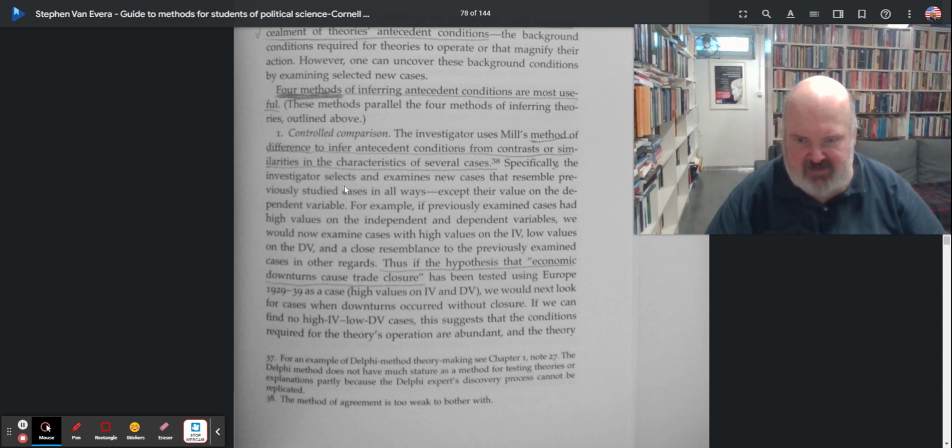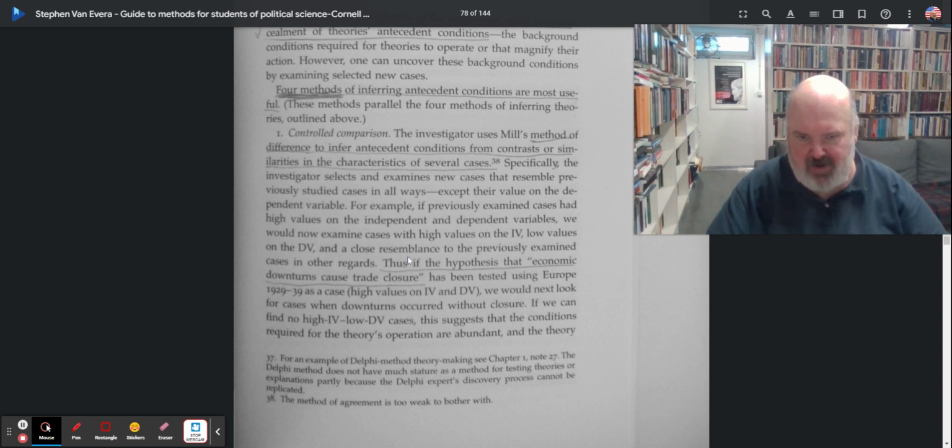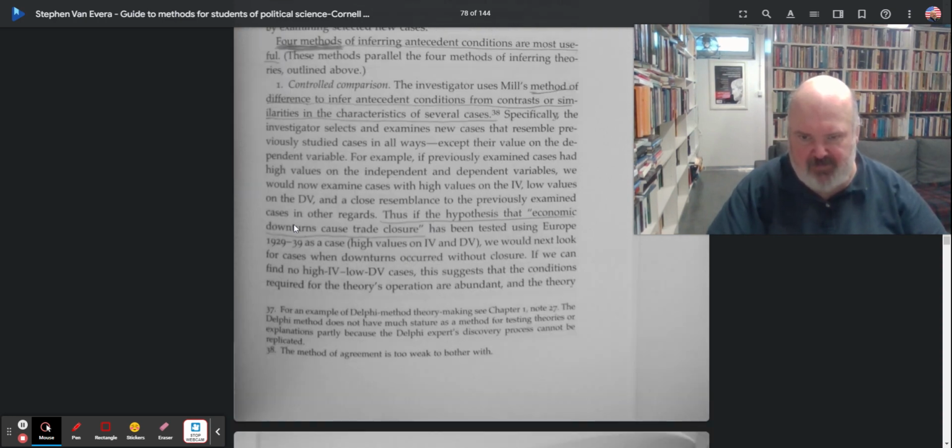Similarly, the investigator selects and examines new cases that resemble previously studied cases in all ways, except their value on the dependent variable. For example, if previously examined cases had high values on the dependent variable, we would now examine cases with high values on the IV and low values on the DV, and a close resemblance to the previously examined cases in this regard, right?